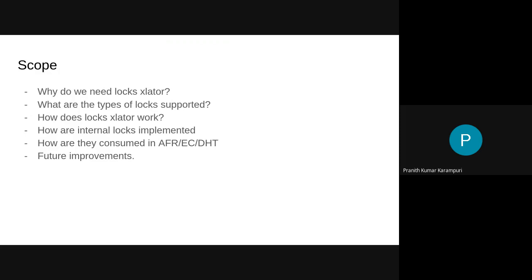We'll try to find out why we needed the locks translator in GlusterFS, what kinds of locks we have in Gluster, and some functionality that is exposed by the locks translator for clients or even internal clients, and how they use it. The most famous consumers of the locks translator are AFR and EC, and I think in the last 2-3 years, even DHT started doing locking. So that is what we'll try to cover in this session.